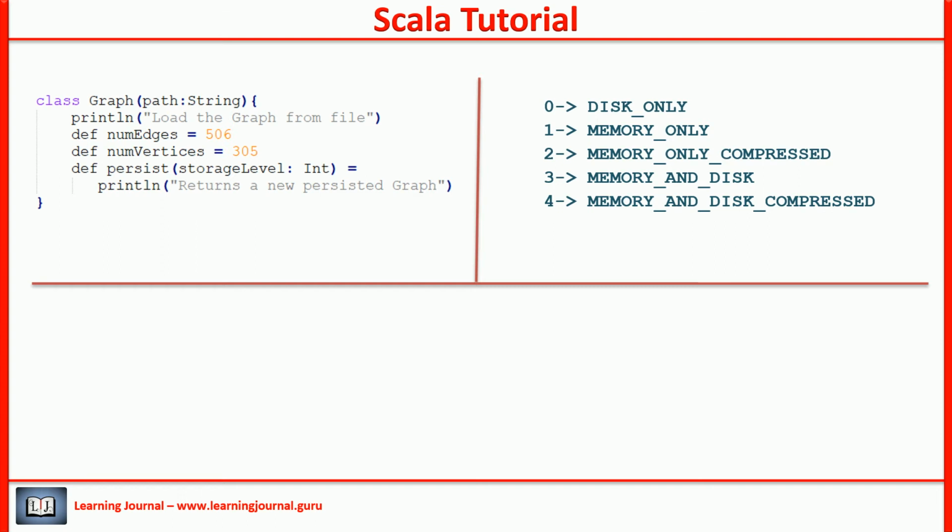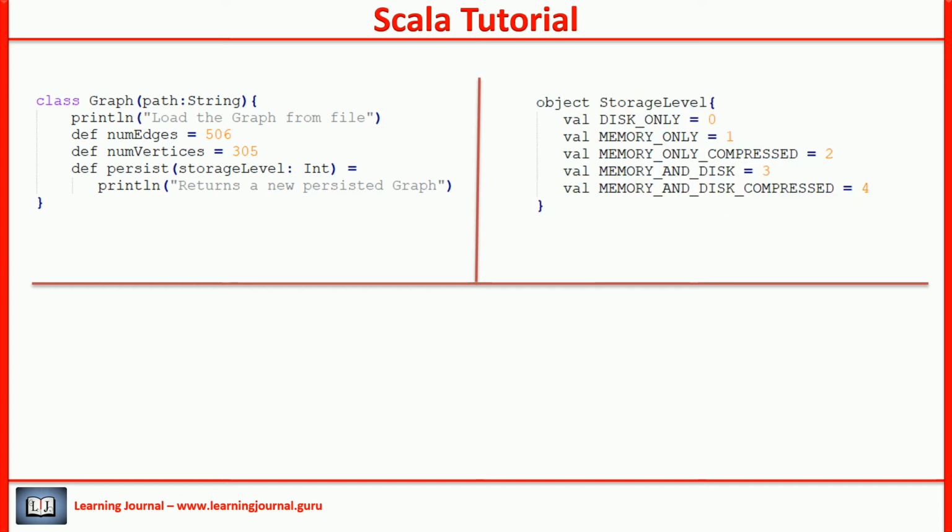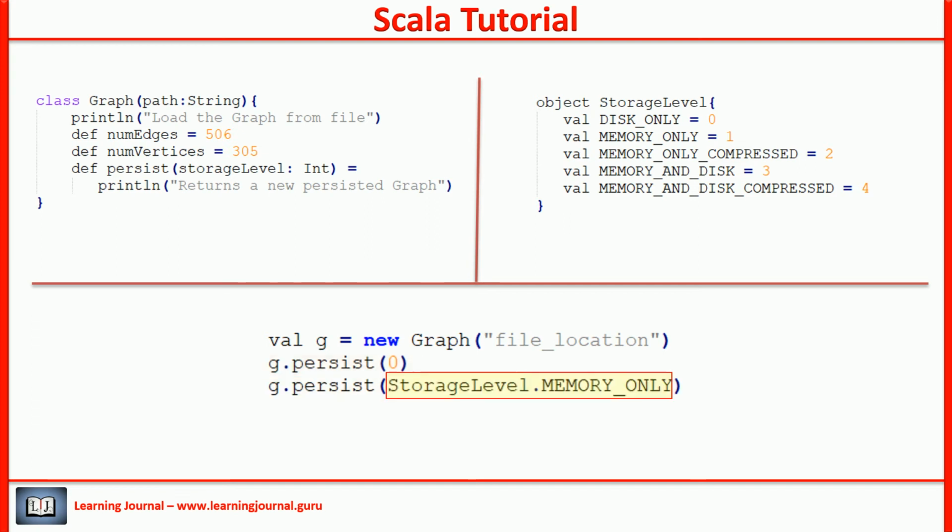And there comes the Scala object. Scala doesn't allow to create static values and methods in a class. So, we need an object. Let's define those 5 static values. Great. Now you should be able to instantiate the graph. I can call the persist method, and instead of passing some meaningless integer values, I can pass a meaningful name.